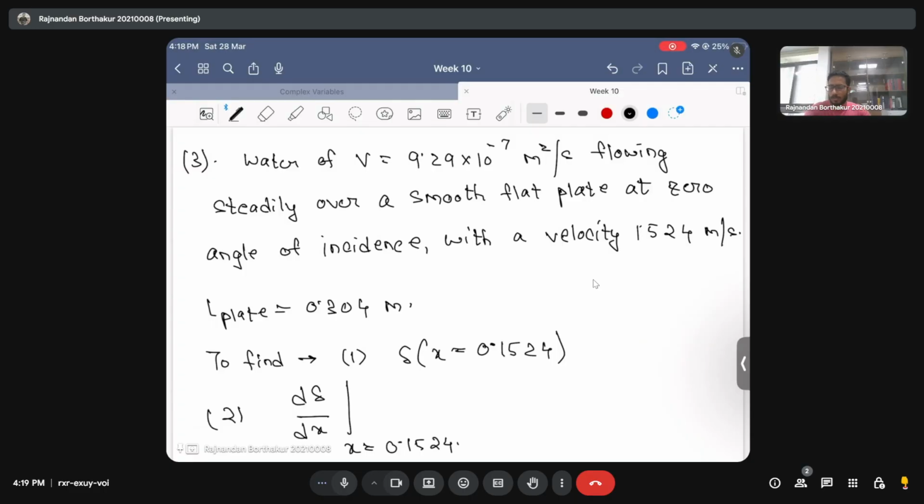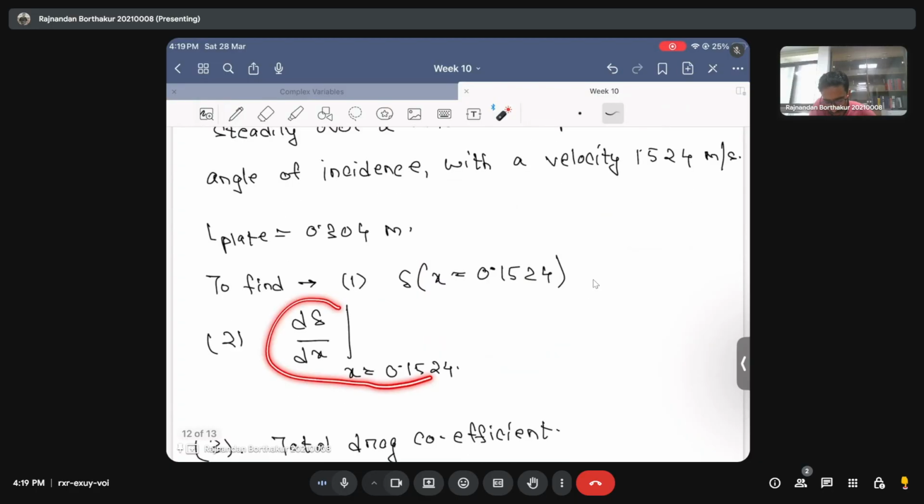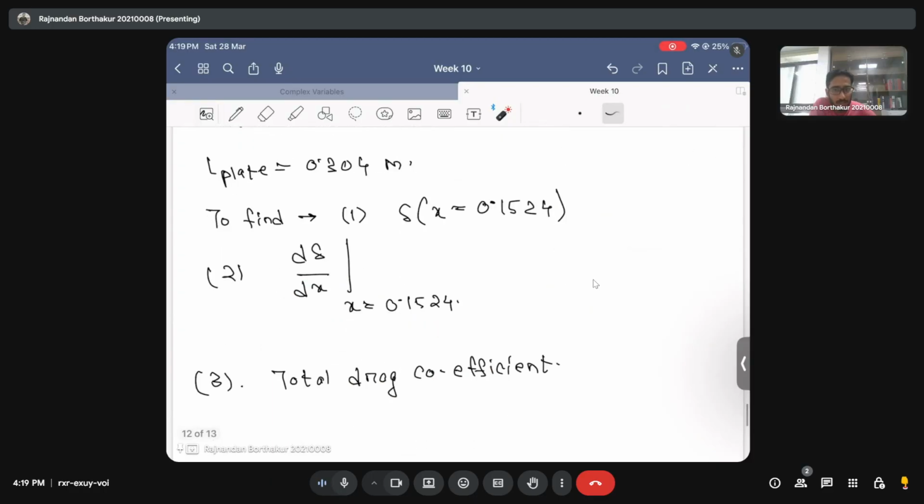Okay. Let's try to solve this problem. So let's first read it. It says that water of kinematic viscosity 9.29 times 10 to the minus 7 meter square per second, flowing steadily over a smooth flat plate at zero angle of incidence with velocity 1.524. That's given, and the length of the plate is also given. What you need to find is the boundary layer thickness at this x location, d delta by dx at that particular x location from the leading edge, and the total drag coefficient.